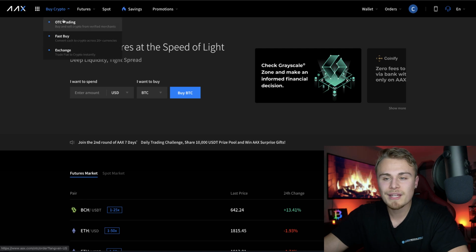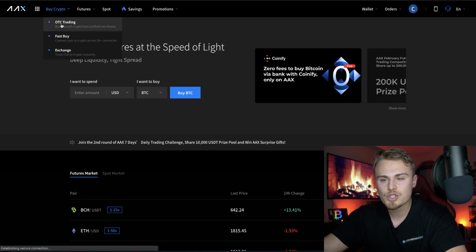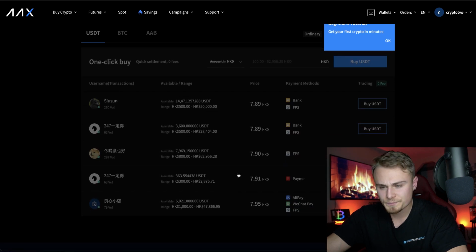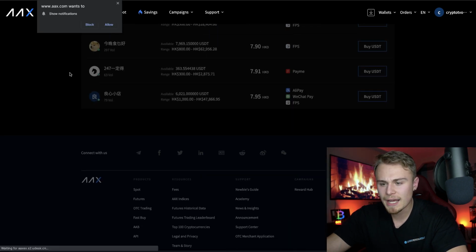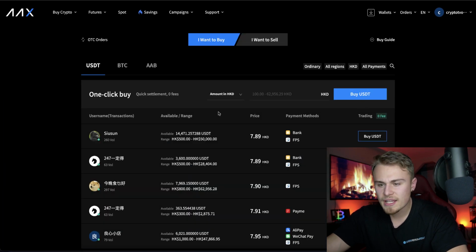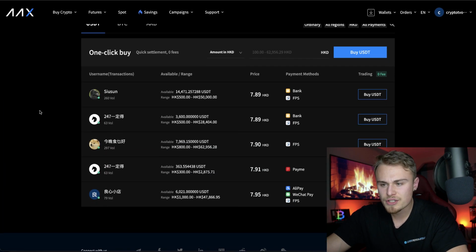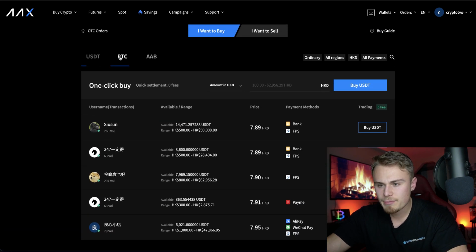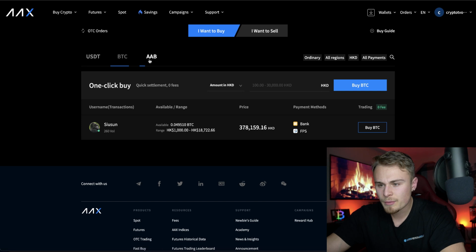But also we're going into the buy crypto. So we have the OTC trading, which I'm pulling up right now as this loads. So you can see right now, they have a one-click buy of different tokens, things like that. So then we go to OK over here, and you guys can clearly see the different tokens that are offered by USDT right here. We have BTC over here, and then we have the AAB.